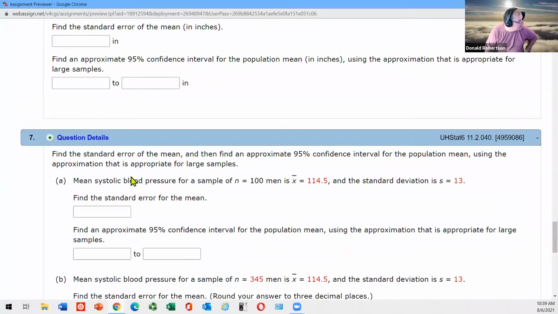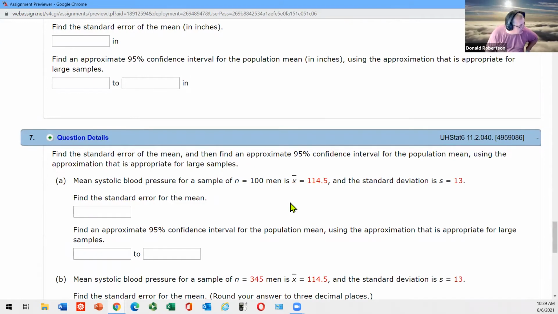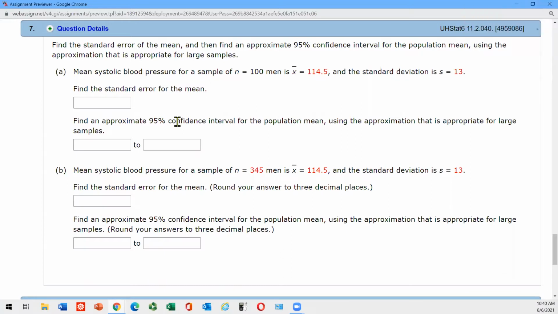And these ones say using the approximation that is appropriate for large samples. Okay. Now, when it's a 95%, what do you use for T? We just mentioned it a minute ago. 2. Do you know you can also use 1.96?